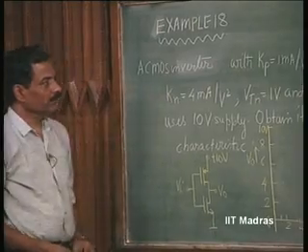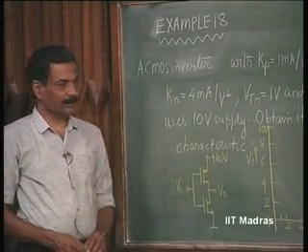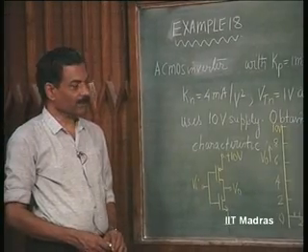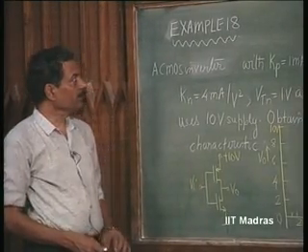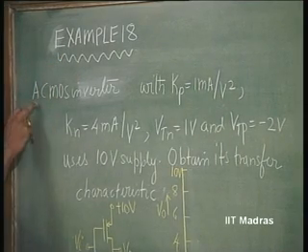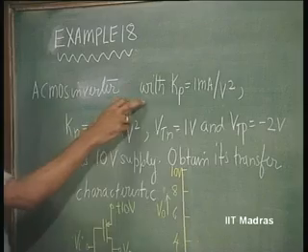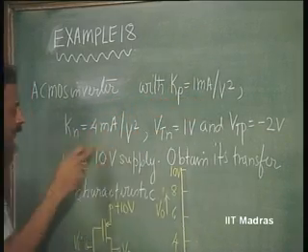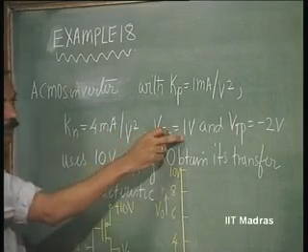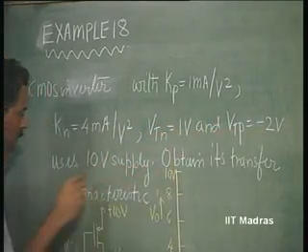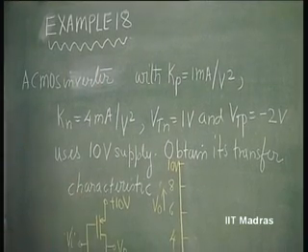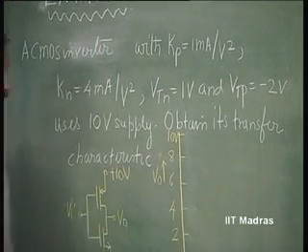So, we have understood how a CMOS inverter functions, both as a logic circuit as well as an amplifier. Now let us see an example, example 18: a CMOS inverter with Kp equal to 1 milliampere per volt square and Kn equal to 4 milliampere per volt square, Vtn equal to 1 volt and Vtp equal to minus 2 volts, uses a 10 volt supply. Obtain its transfer characteristic. Now let us proceed with that.